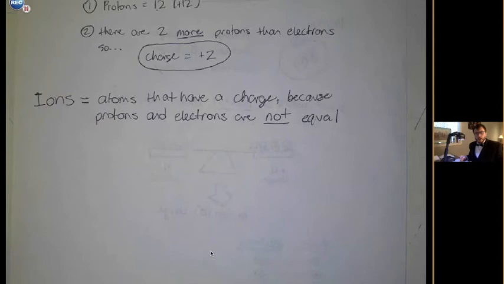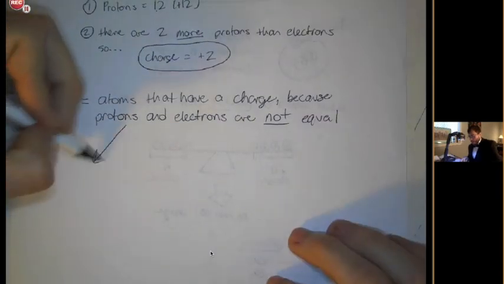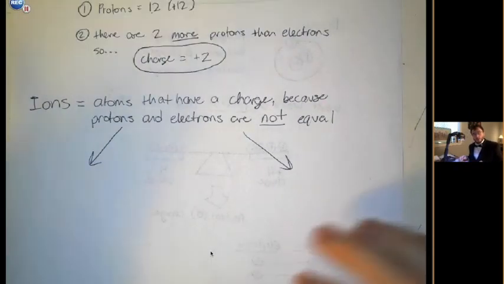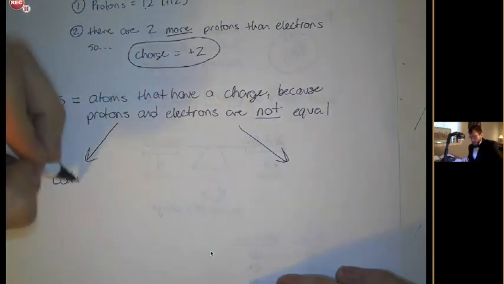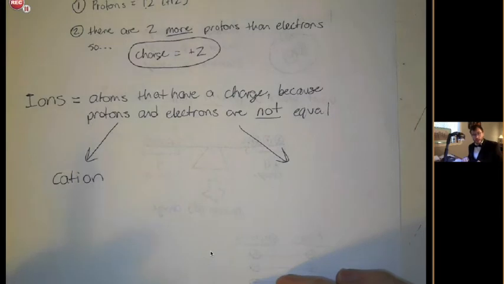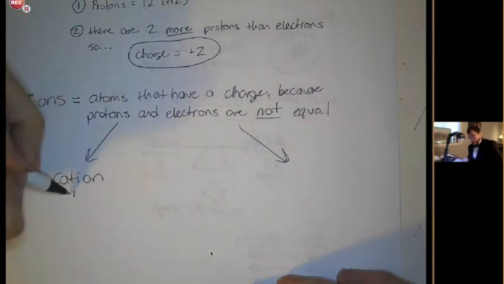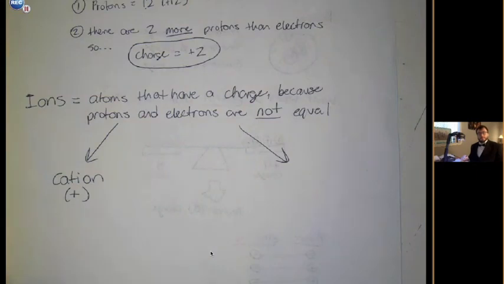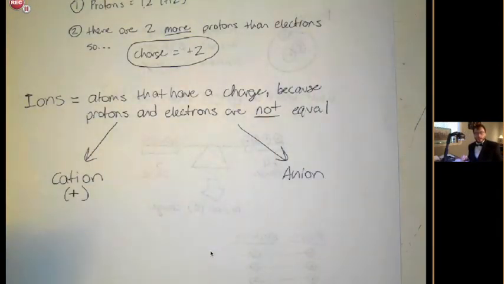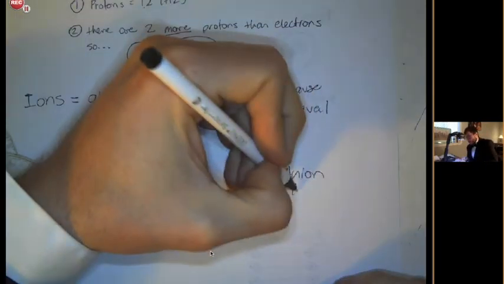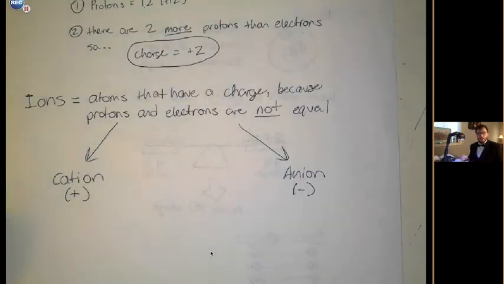Now, any atom with a charge is going to be known as an ion, but there are 2 types of ions. One type of ion is what's called a cation. A cation is an ion that has a positive charge. That means that the other category is called an anion. An anion is any ion that has a negative charge.